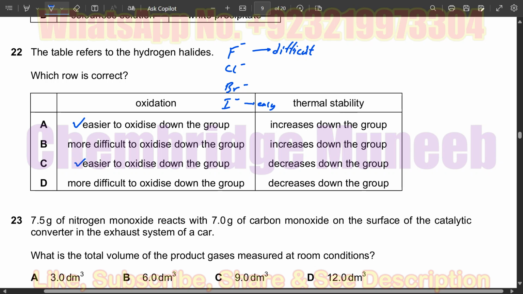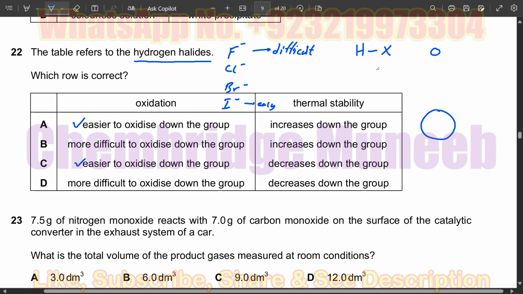Now about the thermal stability. They are asking about the thermal stability of the hydrogen halides. We know hydrogen halides means the bonding between hydrogen and the halogen. So if we move down the group, the size of the halogens increases. If it is fluorine, then at the bottom the iodine will be very large in size. So overlapping of the atoms will be smaller, and smaller overlapping or weaker overlapping leads to a weaker bond strength.